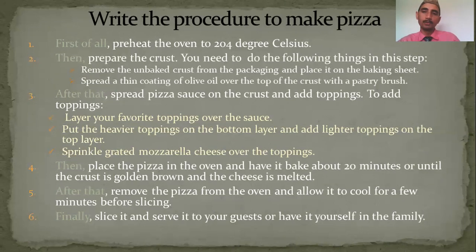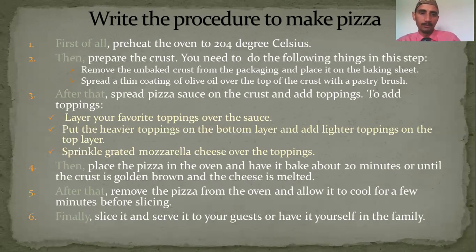So in number 2, you have to take out the crust. Crust means you can buy it on the market, right? So you have to remove that unbaked crust, meaning raw crust, and then put it on the sheet, or let's say board, and apply the oil. So what you have to do in number 2 is take out the crust, put it on the board and apply the oil.